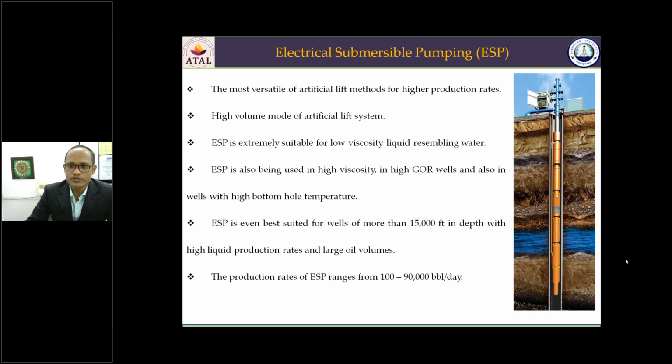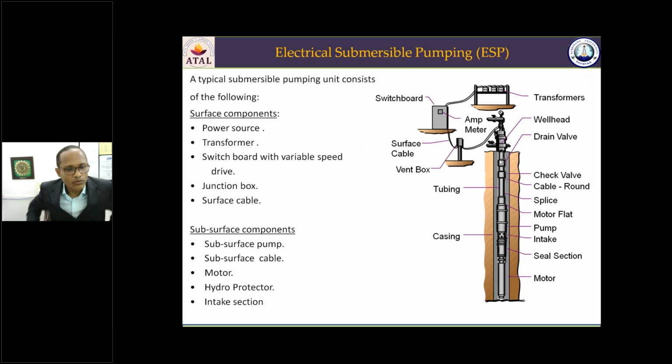Now we'll see the different components of this ESP, the electrical submersible pumping. Again, the components are classified as surface and subsurface components. In the surface, we have the power source. Power should be provided. There is a transformer here for stepping up the voltage. Most of the submersible pumps use high voltage. In order to step up the voltage, the transformer is used. When the voltage is stepped up, lower currents can be used. When lower current is used, a lower size of conductors, that is the cable, smaller size can be used.